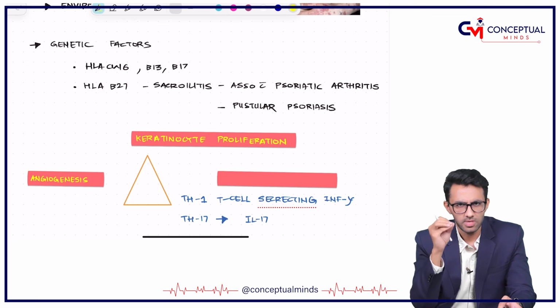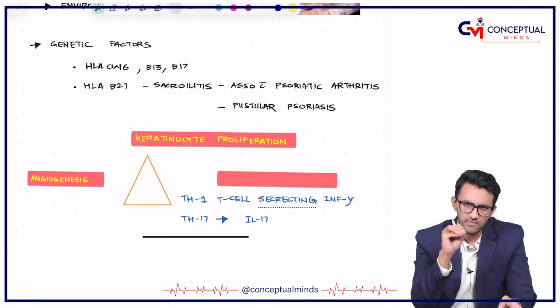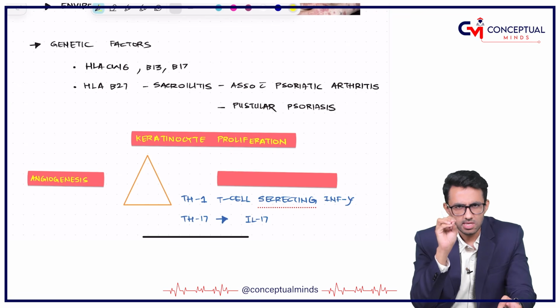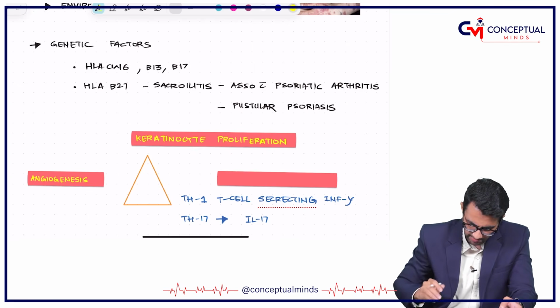Because of this, what finding do we see in them? Parakeratosis, right? What was parakeratosis? Parakeratosis was that we can see nuclei in the cells of the stratum corneum. I hope you remember this point from the introduction series, the first chapter of dermatology.